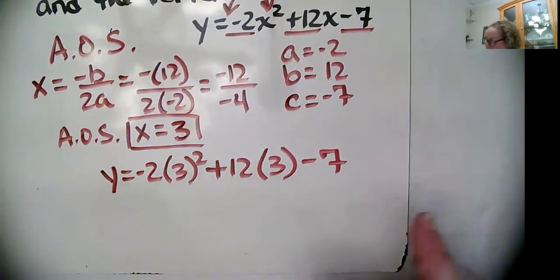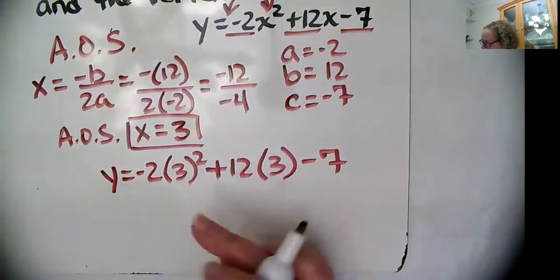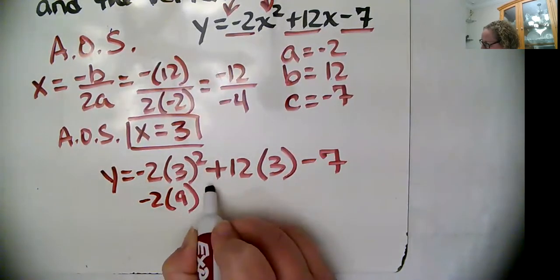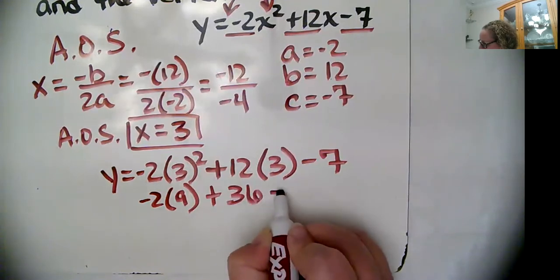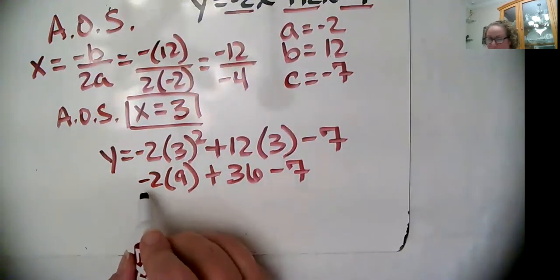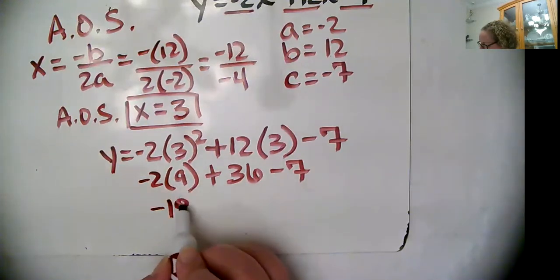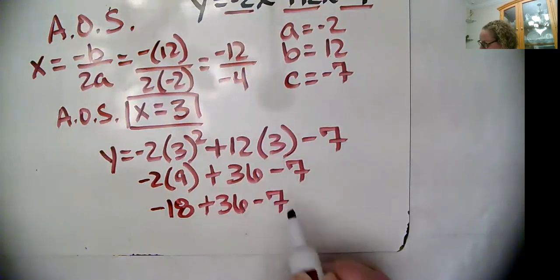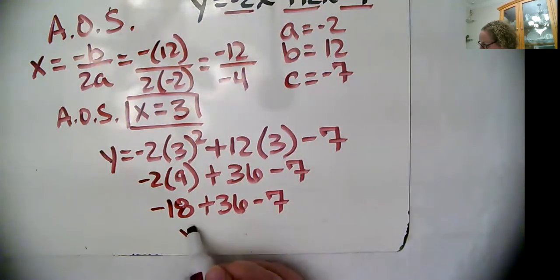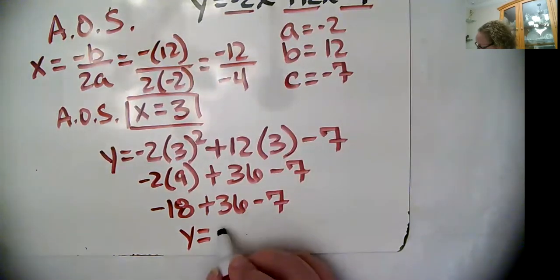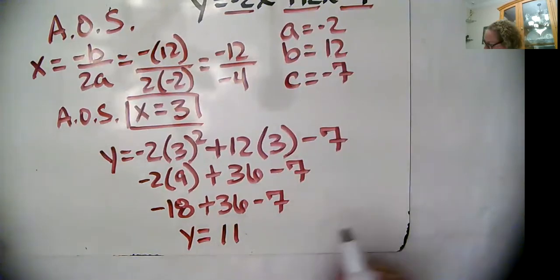And start simplifying. Remember, we always have to apply the exponent first. So negative 2 times 9 plus 36 minus 7. Then negative 2 times 9 gives us negative 18 plus 36 minus 7. So we get our y value equal to 11. Sorry, I went to check myself.